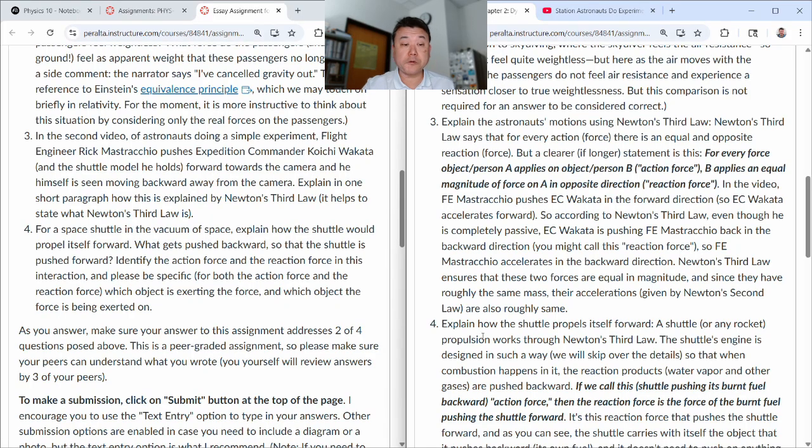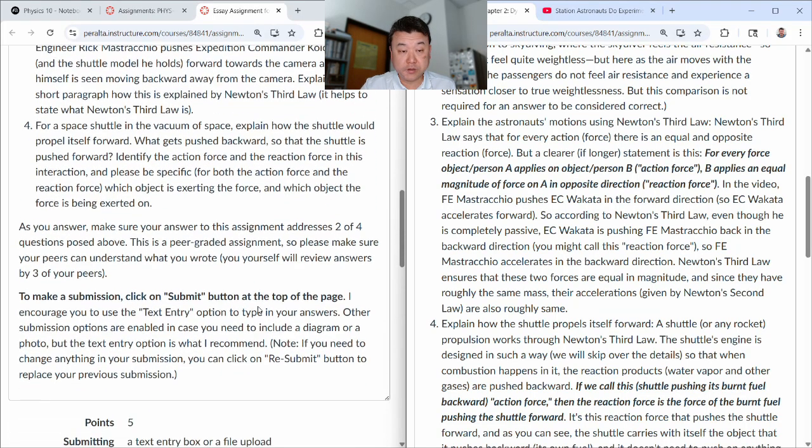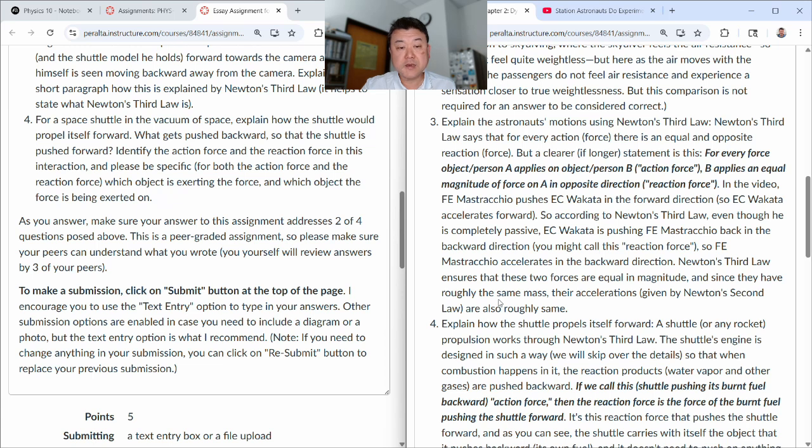Last question, question 4. For a space shuttle in the vacuum of space, explain how the shuttle would propel itself forward. What gets pushed backward so that the shuttle is pushed forward? Identify the action force and the reaction force in this interaction. And please be specific for both the action force and the reaction force: which object is exerting the force and which object the force is being exerted on.